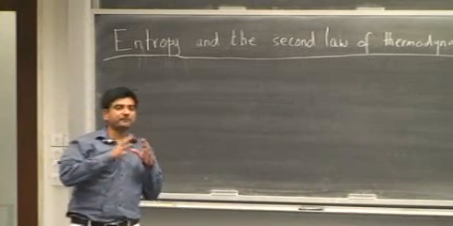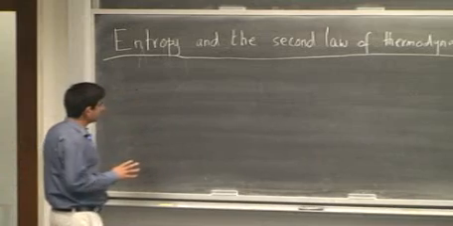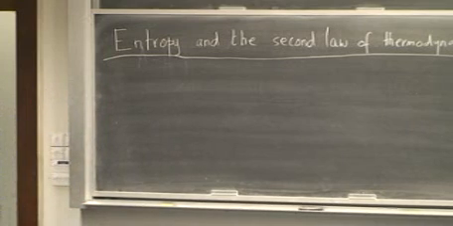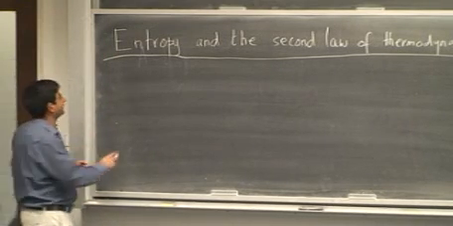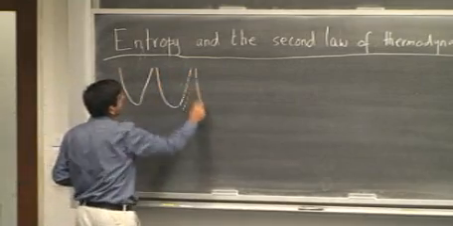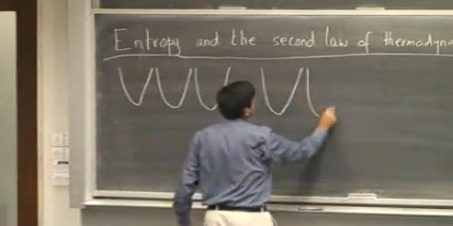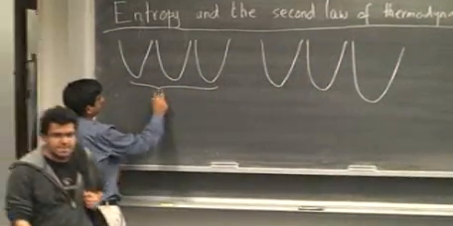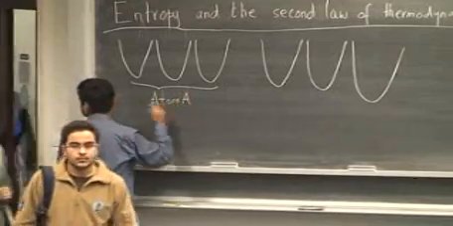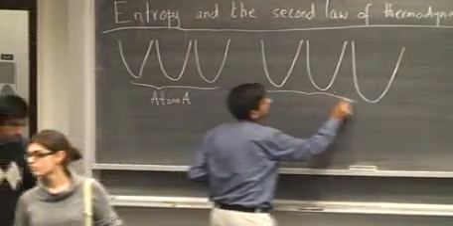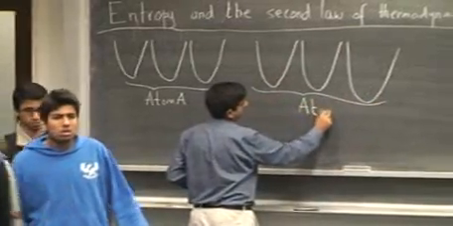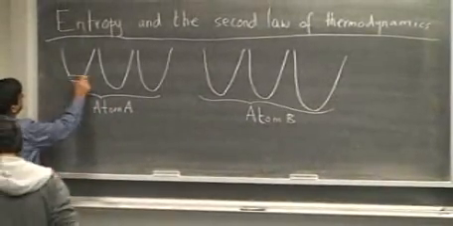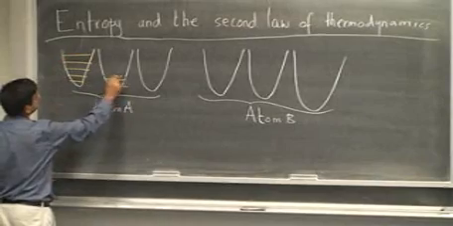So I will give you a very quick recap of what we discussed the other day. Suppose we have two atoms, which means we have 6 oscillators in total. This is atom A. This is atom B. Of course, these are harmonic oscillators. The energy levels are quantized.